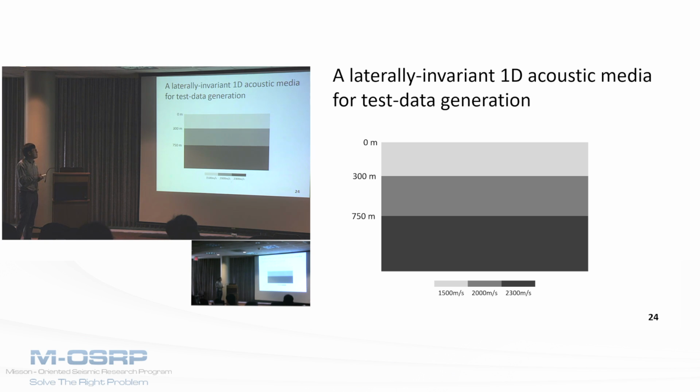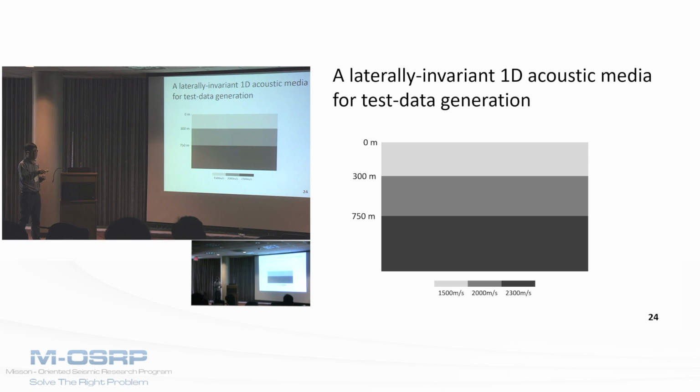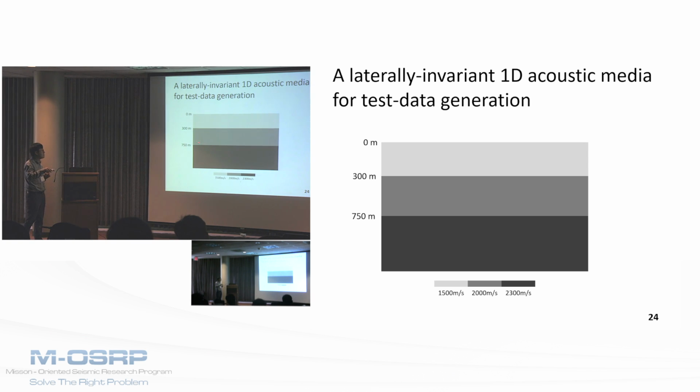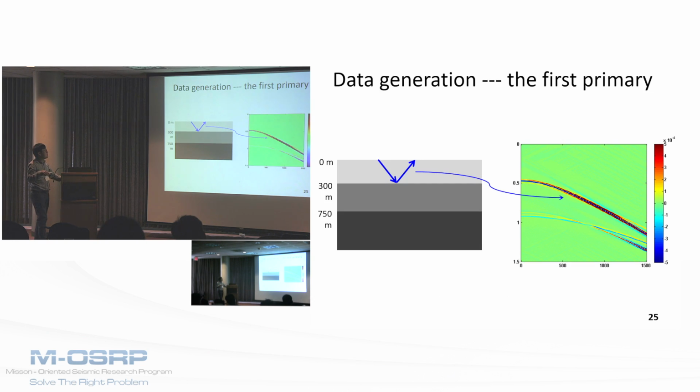So first, let's look at the model we designed for this test. Here shows the 1D subsurface acoustic media for our test data generation. We have two reflectors at 300 meters and 750 meters. And based on this model, we generate our test data, which is the primary due to the first reflector here. And we generated a primary due to the second reflector.